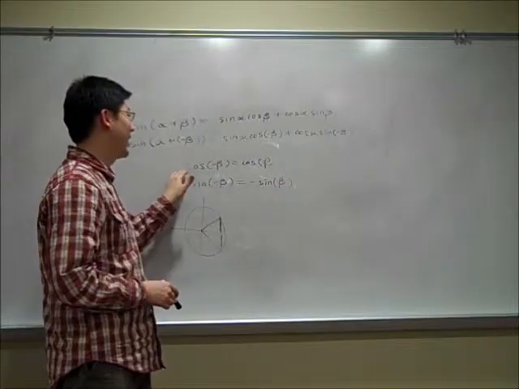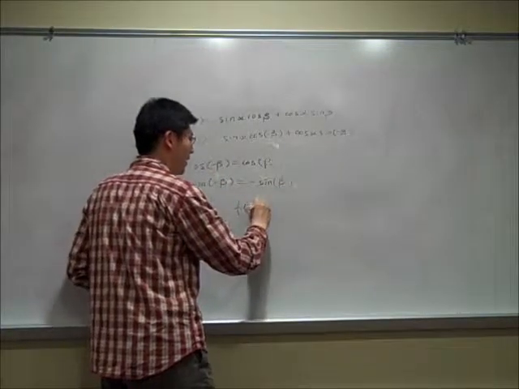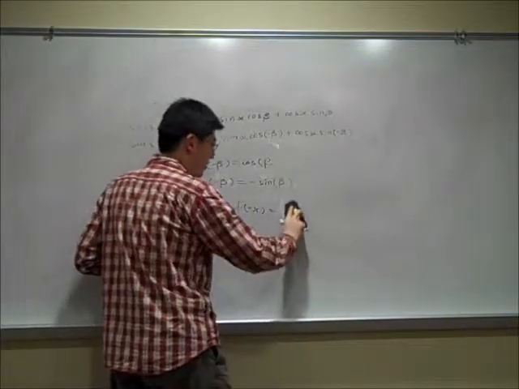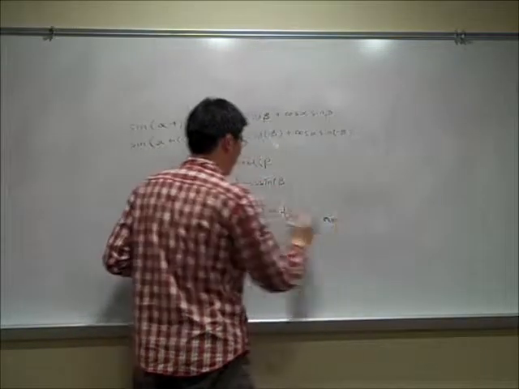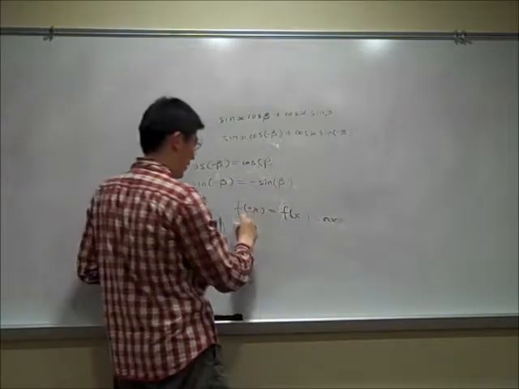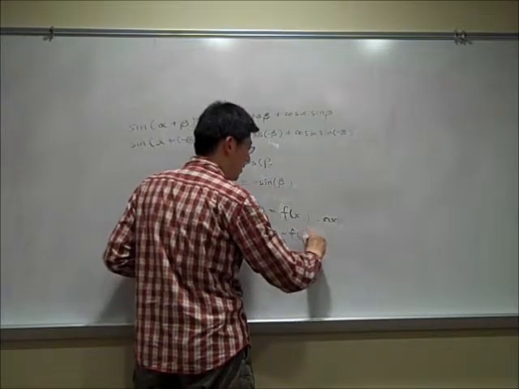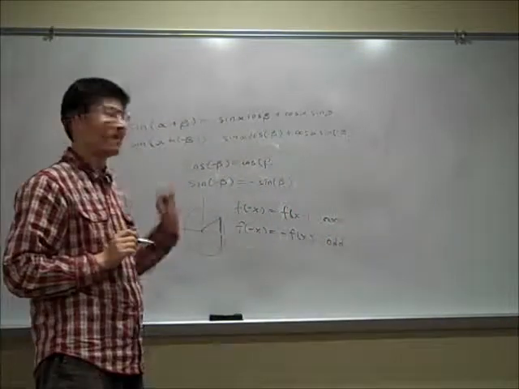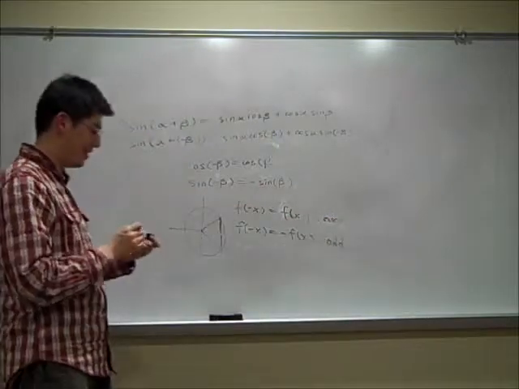And in general mathematics, functions that do this, like f of negative x equals f of x, this is called an even function. So that means cosine is an even function. And functions where f of negative x equals negative f of x, this is called an odd function. So sine is an odd function and cosine is even. This is just definition of terminology, and I'm just introducing it here just so you know.